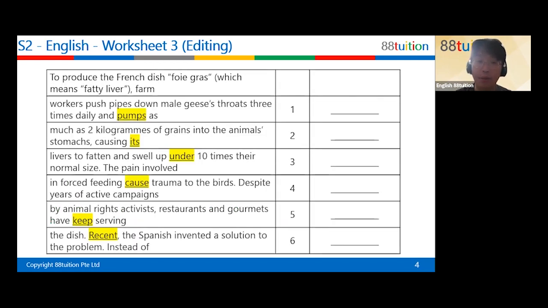I'm not sure if everyone is familiar with the term foie gras. It's actually a French term, and that's what we are looking at for this entire passage here. The thing about foie gras is this: it's a French term because it was invented by the French, of course, and trust them to come up with something that is so inhumane to animals. Now, it's considered a delicacy, because when you eat it, it's supposed to taste wonderful. It's supposed to taste really, really good.